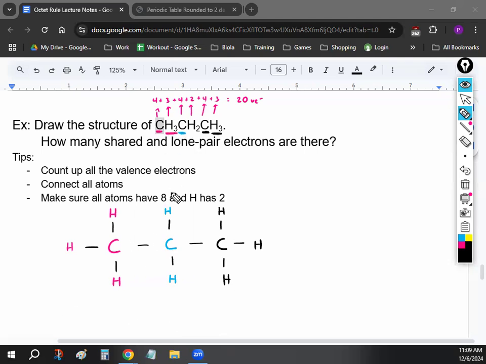I know it looks very intimidating, but it's actually a lot easier to draw if you have them split up like that. Any questions about that one? You can do the shared and lone pair on your own if you like. The shared is 20, and there's no dots, so it's 0 lone pairs.